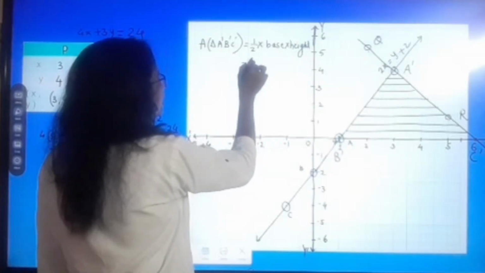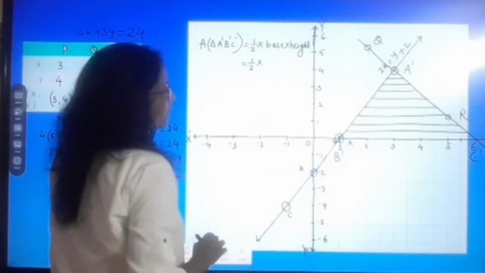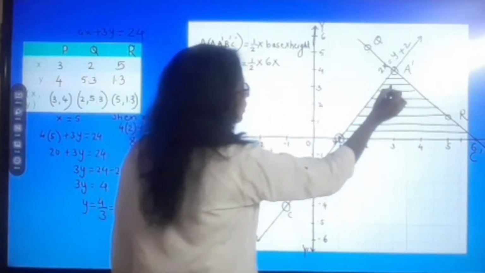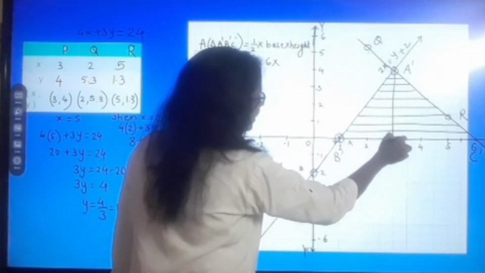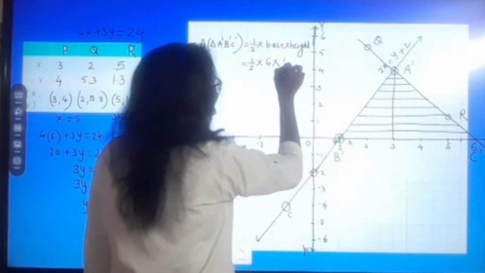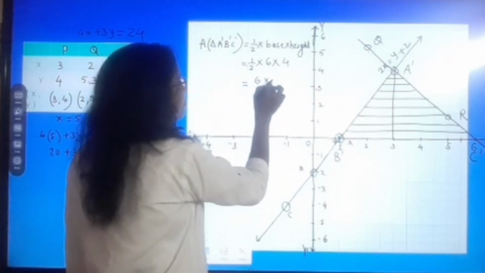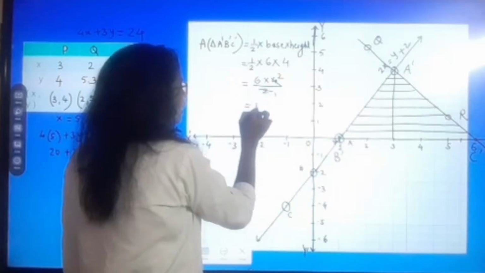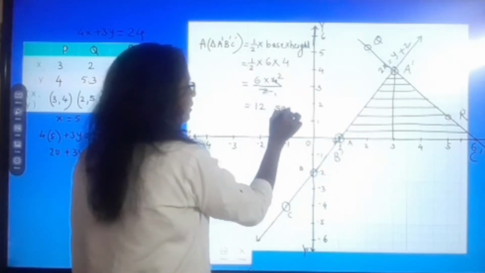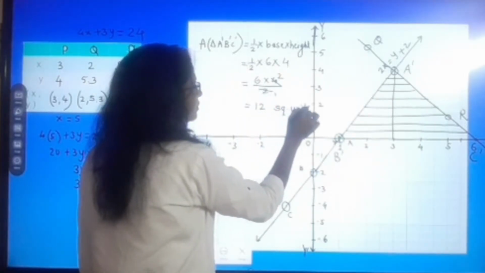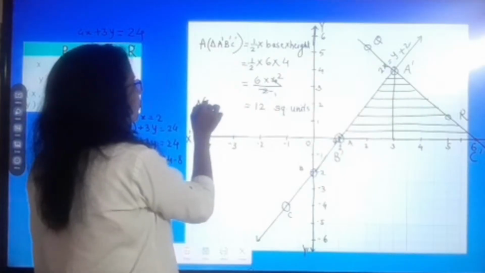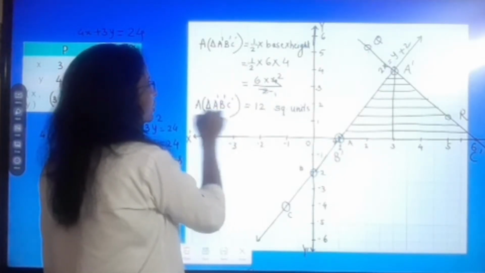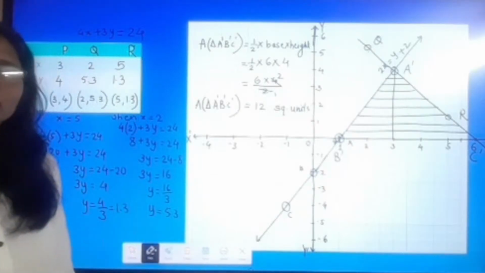So that means half into base. Here students, the base is 6 and the height will be 4. So 6 multiplied by 4 divided by 2. So 2 2s are 4. So here 12, 12 square units. So the area of triangle A dash, B dash, C dash is equal to 12 square units.